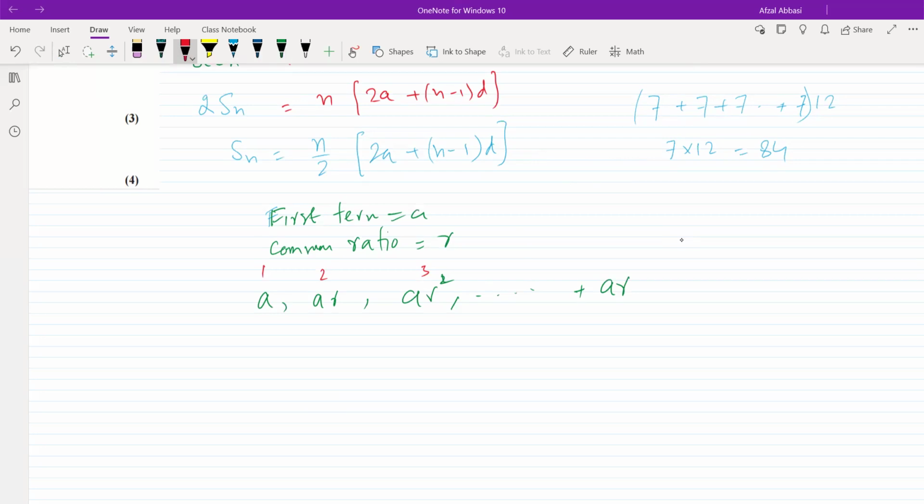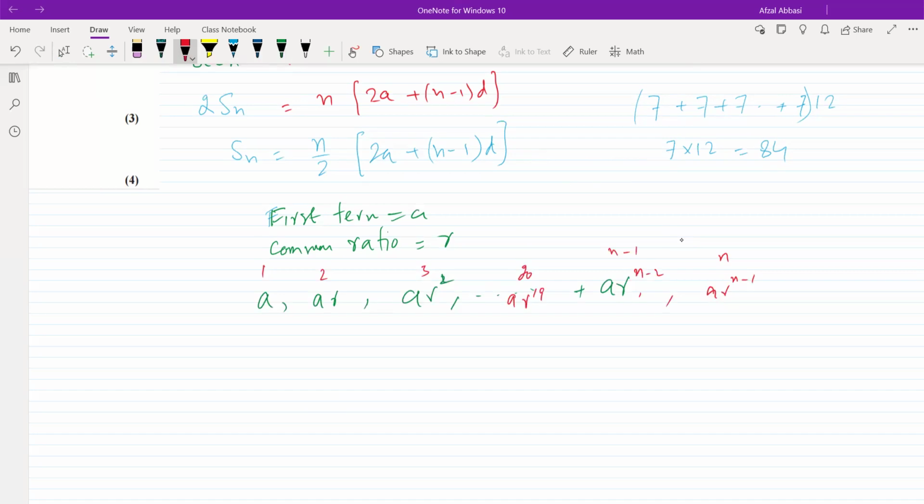So if I want to write the 20th term in the sequence, it will be ar^19, because the power will be 1 less than the position. Similarly, if I want to write the nth term, it will be ar^(n-1), 1 less than n. And the previous term will be ar^(n-2), because the previous position will be n minus 1, so I have to subtract 1 from it. n minus 1 minus 1 becomes n minus 2. So ar^(n-2). These are the terms of this geometric sequence.